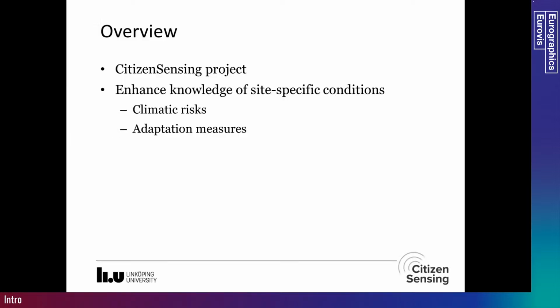The work presented here today is part of a project concerned with the need of European cities and their citizens to enhance their knowledge on site-specific conditions relating to climate risk and adaptation measures. To address this need, the study describes 2 approaches for visually exploring and analyzing data generated by citizens within a citizen science project called Citizen Sensing.